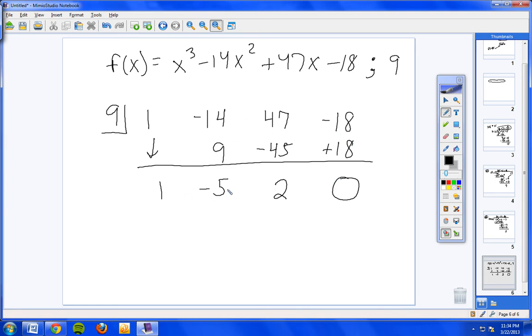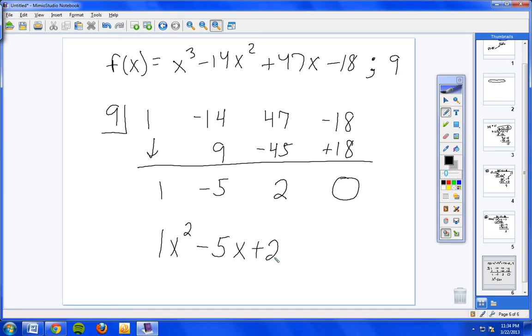Now remember what that means. Remember this 1 right here? It was a 1 what? It was a 1 x cubed, right? X cubed. So we always go 1 less than that. So we're going to have 1x squared minus 5x plus 2.